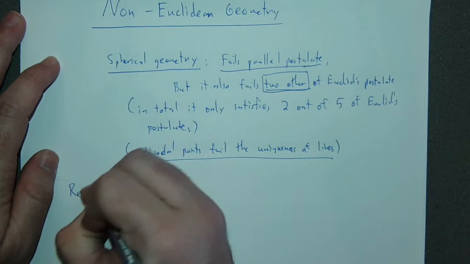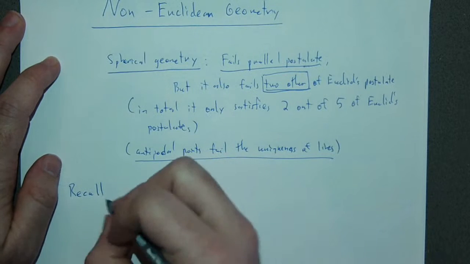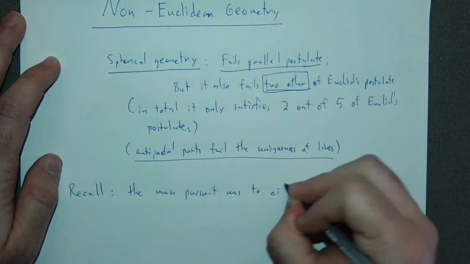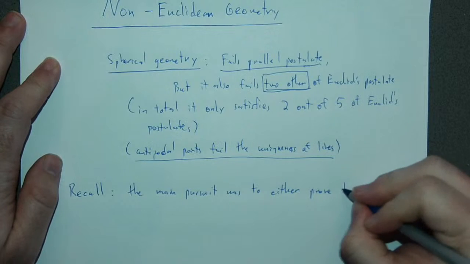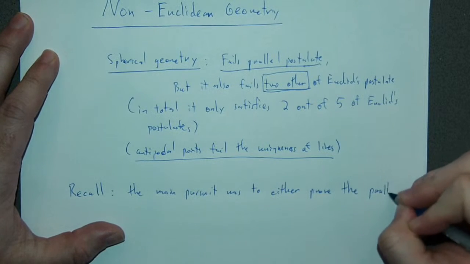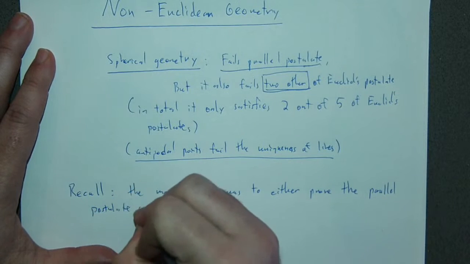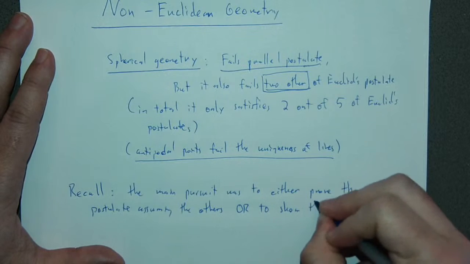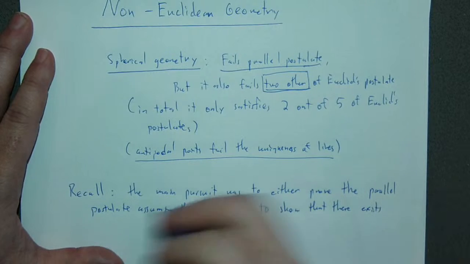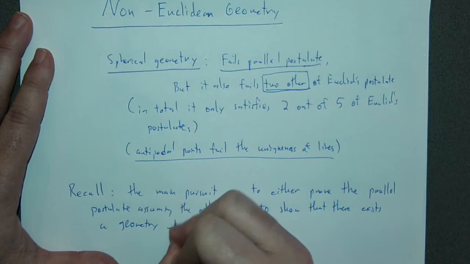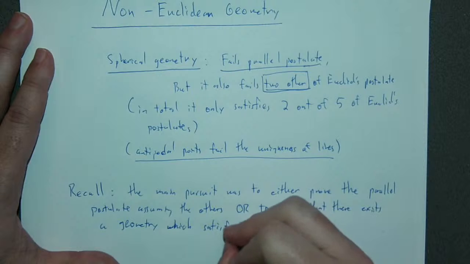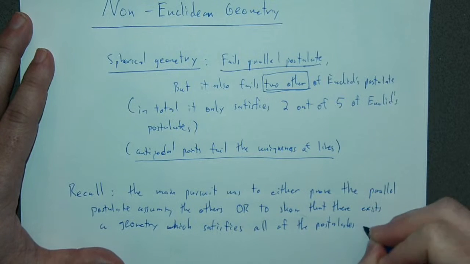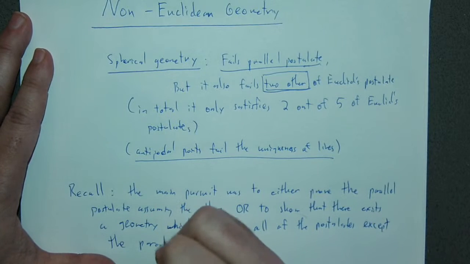So recall, kind of the thing that set mathematicians on this path to begin with, the main pursuit was to either prove the parallel postulate, assuming the others, or to show that there exists a geometry which satisfies all of the postulates except the parallel postulate.